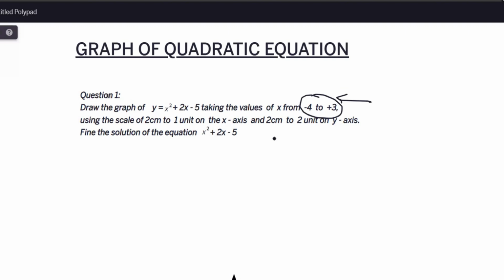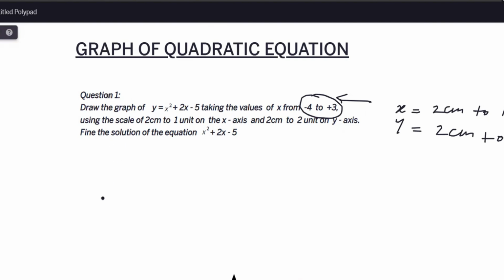We're given a scale also: for the x axis, we're to use 2 centimeters to a unit, and for the y axis, we're given 2 centimeters to 2 units. Great. So the first thing I'm going to do here is to draw the table of values.